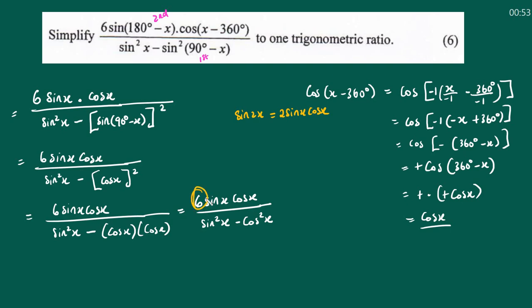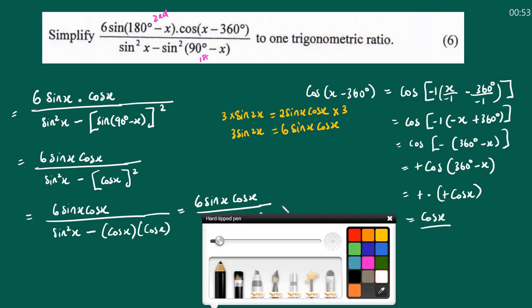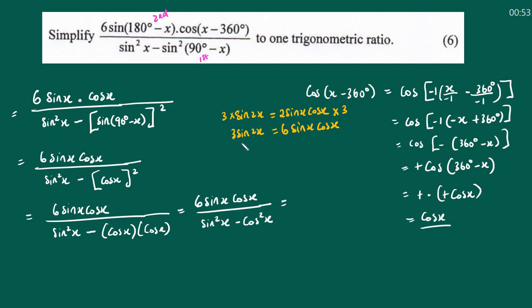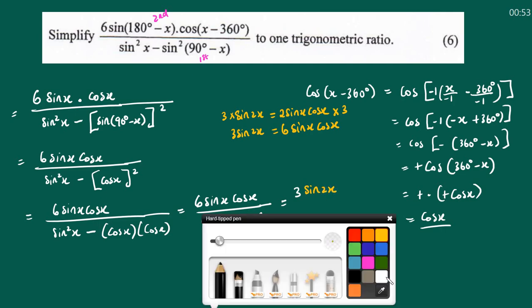Now, good people, here I have a 6. I need a 6. Remember the last time we had a 4, we multiplied by 2. Now I need a 6, which means I must multiply by 3. Okay, so that I have 3 sine 2x being equal to 6 sine x cos x. Then in that way I know that for the top part I'm going to have 3, and then I'm going to have sine 2x. Then I divide.